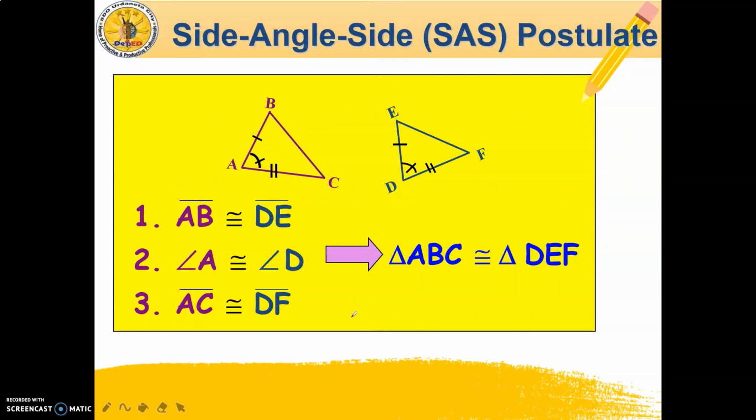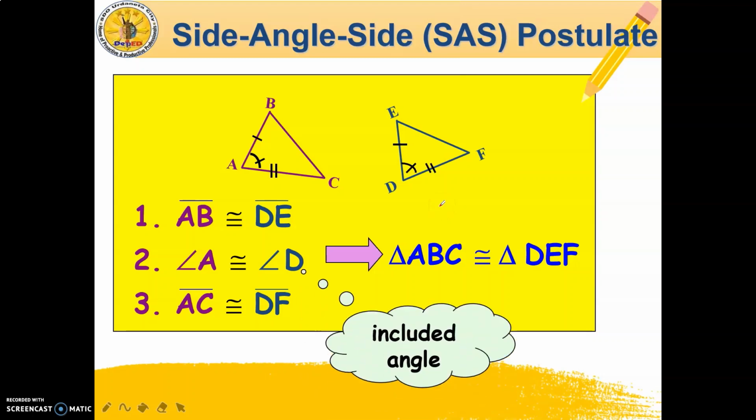The next postulate is what we call the SAS postulate, or side, angle, side. This postulate states that if 2 corresponding sides of 2 triangles are congruent and their included angle is congruent, the 2 triangles are congruent. What do you mean by the word included angle? The included angle is the angle between 2 sides of a triangle.